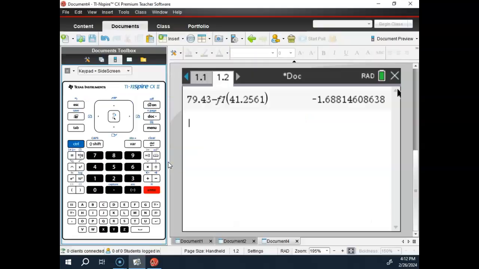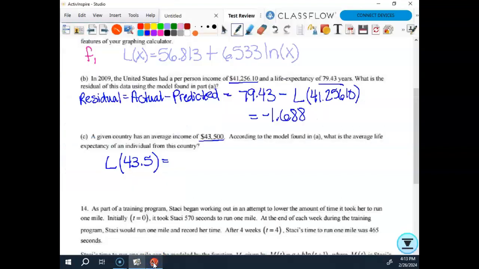I'm going to go to my calculator. F1 of 43.5. That gives me 81.464, and that is 81.464 years. This is the life expectancy. It's my output. Oh, years.